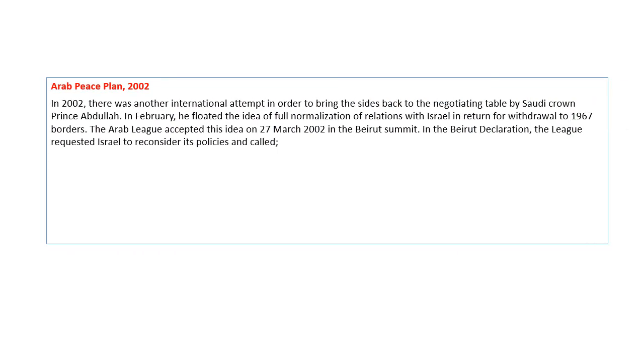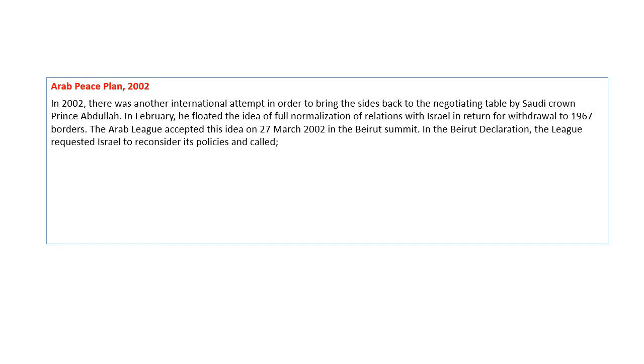Arab Peace Plan, 2002. In 2002, there was another international attempt to bring the sides back to the negotiating table by Saudi Crown Prince Abdullah. In February, he floated the idea of full normalization of relations with Israel in return for withdrawal to 1967 borders. The Arab League accepted this idea on March 27, 2002 in the Beirut summit.